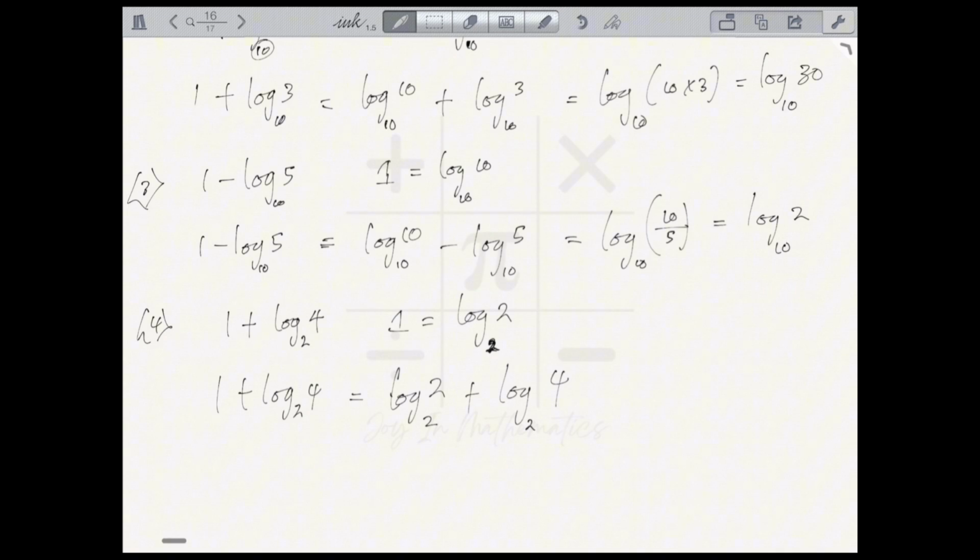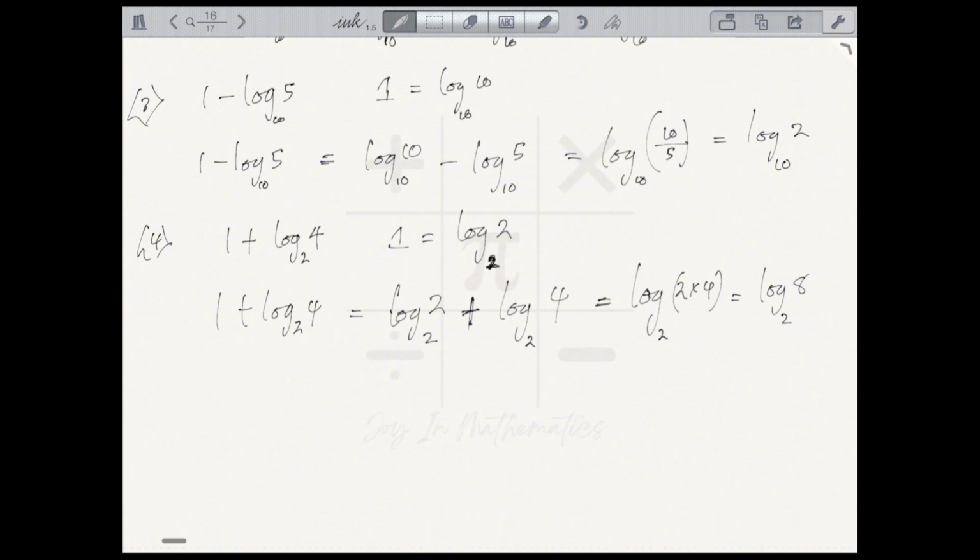Now we can apply our addition law here, which says we can solve this two ways. We can simplify log 4 to base 2 to give us log 2 raised to the power 2 to base 2, and then we add together and simplify. However, just for the sake of following the same order, this will give us log 2 multiplied by 4 to base 2, which is log 8 to base 2.